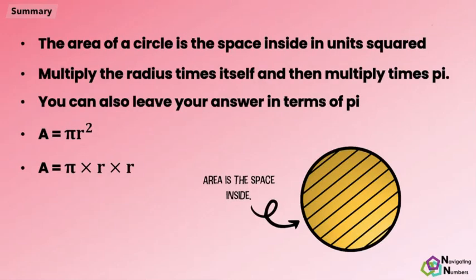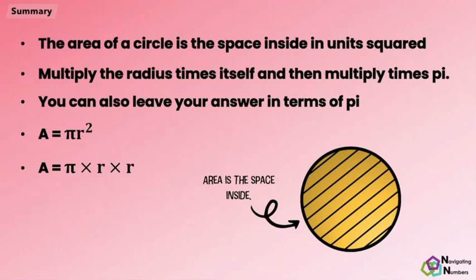The area of a circle is the space inside in units squared. So whatever units you use, make sure you square them. We multiply the radius times itself, so radius times radius. And then whatever our result is, we multiply times pi. And you can also leave your answer in terms of pi. And our formula is area equals pi times radius squared.